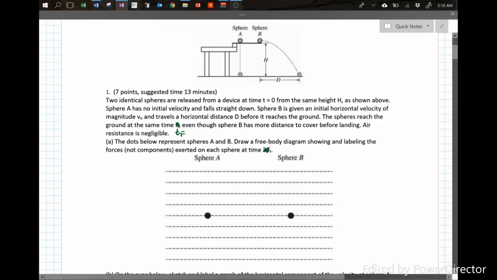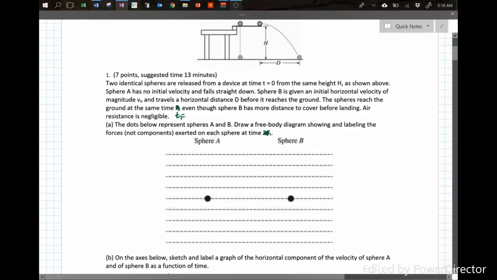So, the dots below represent those spheres. We're going to draw a free body diagram showing and labeling the forces acting on each sphere at that final time over 2, so halfway to the ground. So sphere A is going to be here, sphere B is going to be there. That's what that free body diagram is going to represent.